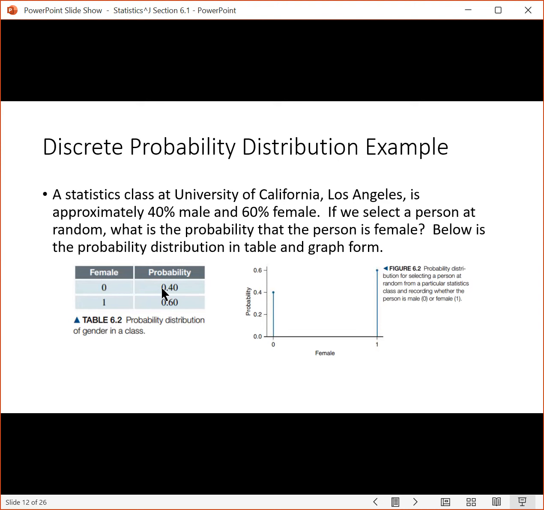So for males, we have 0.4, which is 40%. And then for females, we have 0.6, which is 60%. Notice these add up to 1. Okay, that always has to be true with probability distributions.